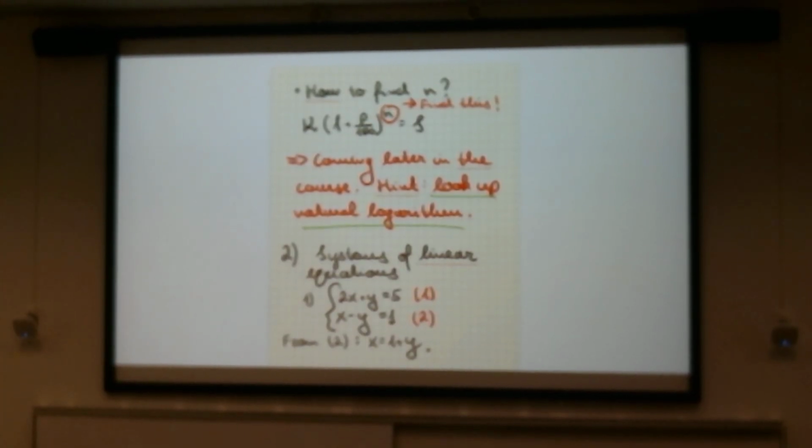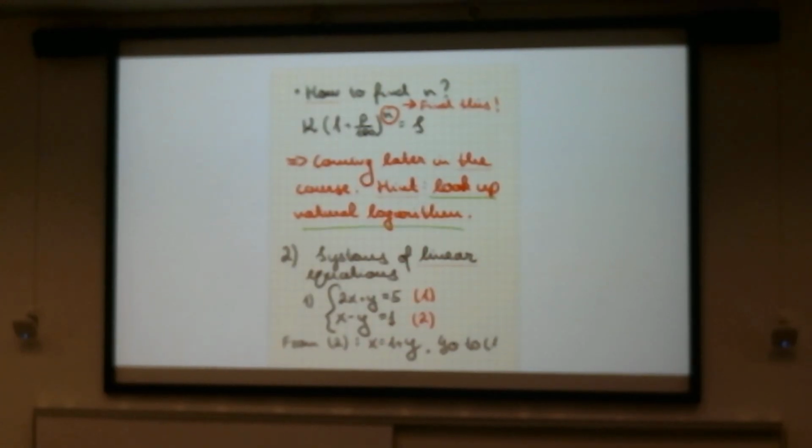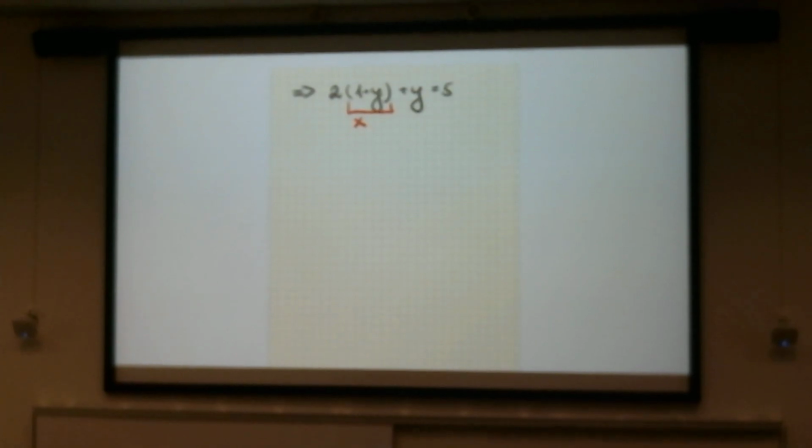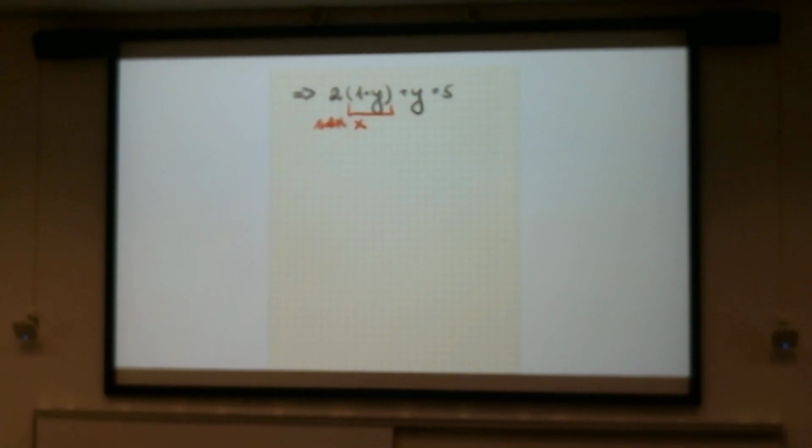So we know from equation 2 that the value of x is 1 plus whatever y is. Now we go to equation 1 and just substitute it in. So this is going to be 2 times (1 plus y), and then plus y equals 5. Here, it's just our x. We just substituted x. I'm going to write it explicitly: we just substituted x.